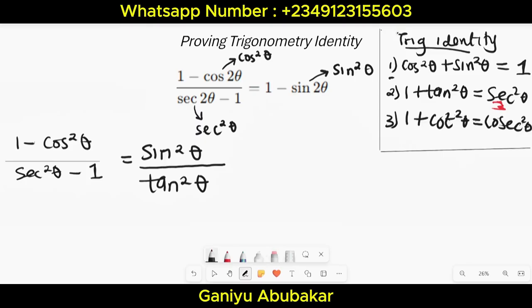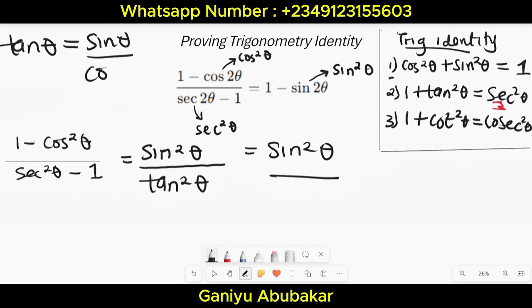Next up, from here, this gives you sine squared theta all over. Please listen. From trigonometry, it is important to know that tan theta is sine theta over cos theta. This is very important to note too. This is not trigonometry, it's just a concept to note. So tan theta is sine theta over cos theta.